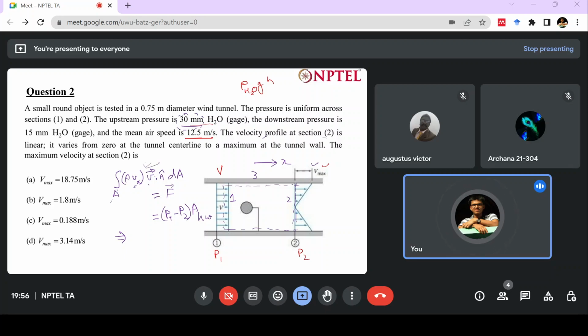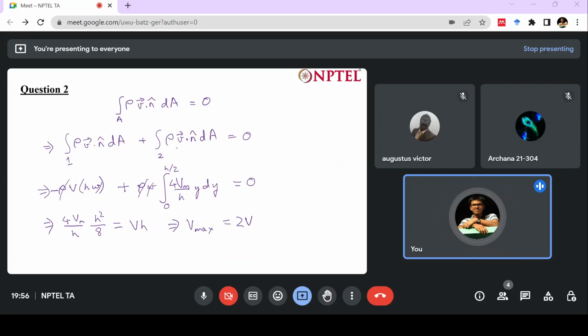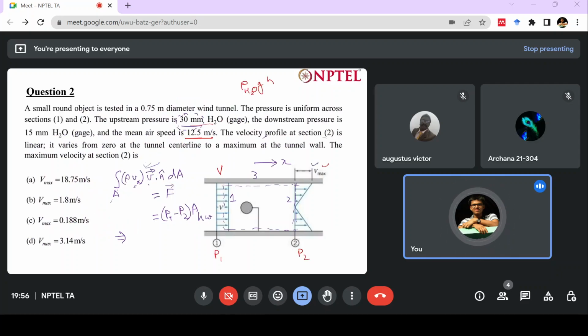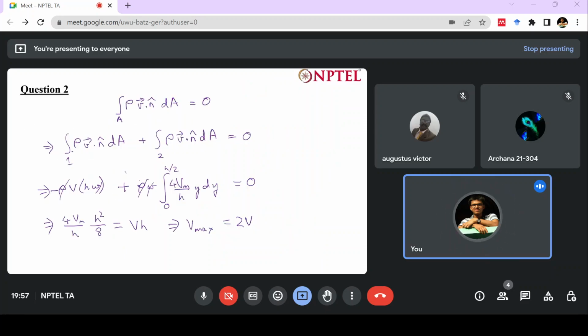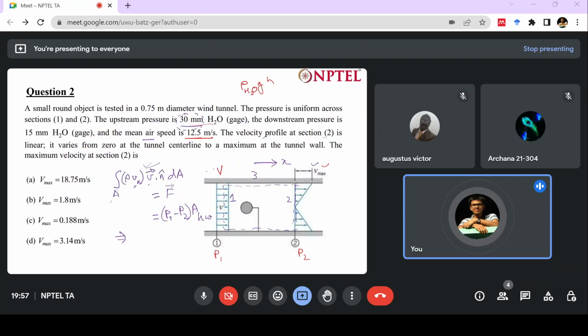The problem with this is our cancelling of the density. The density term might actually change. I had not noticed that before. Since we are dealing with air here, the density of the air might change because of this variation in pressure. So we will not be able to cancel out the densities like this. Instead of using conservation of mass, here we will actually have to use conservation of momentum. So I'm not solving this again.